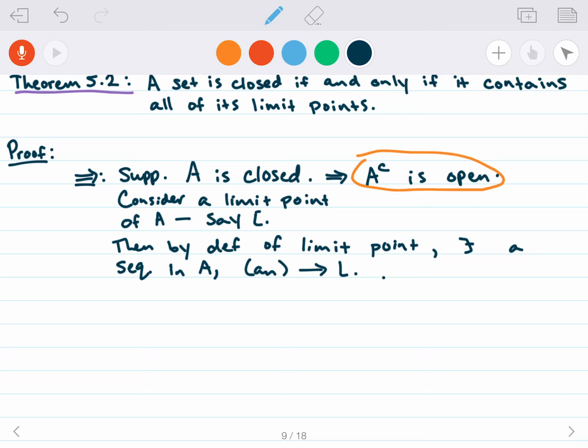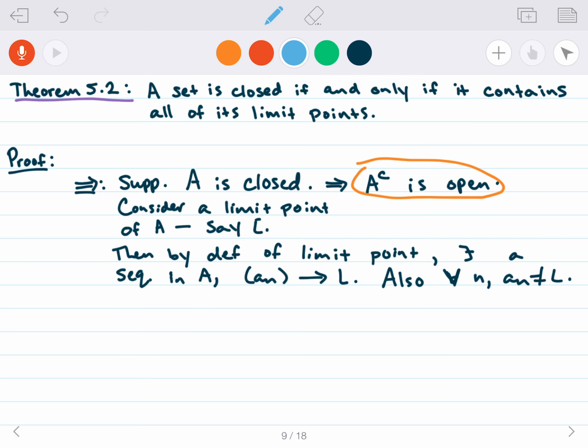Let's see, what do I want to do here? Also, for all n, a sub n is not equal to L. This is just by definition of limit point. None of those terms are L itself. So how are we going to do this? We're going to proceed by contradiction. We're trying to show that A contains all of its limit points. We defined an arbitrary limit point L, and we're going to suppose, for the sake of contradiction, that L is not contained in A.